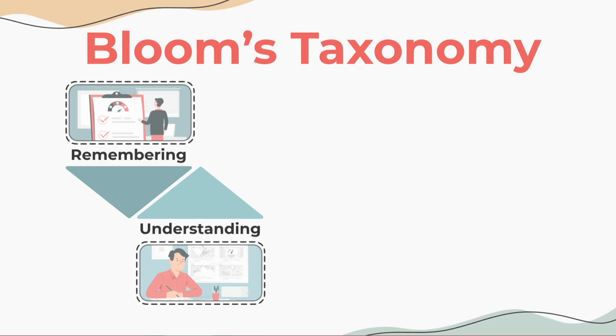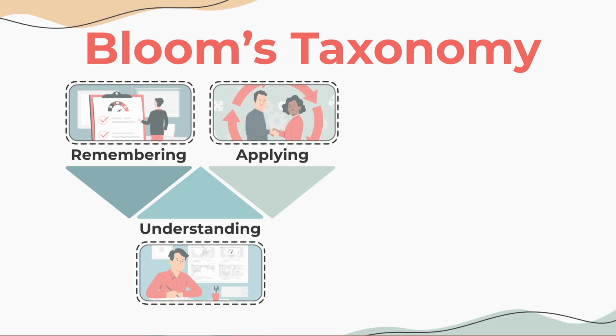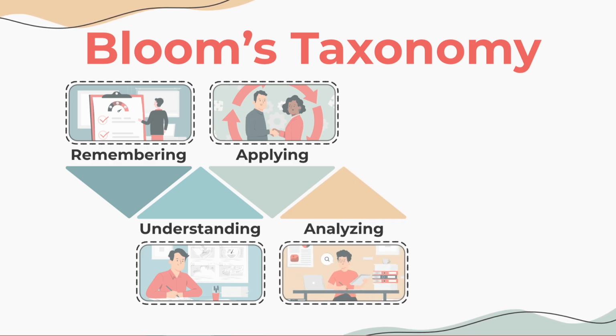At level 3, applying, things get real. Learners must start to use what they have learned. So instead of knowing the steps, they confidently handle a return in a real customer interaction. And this is where the hands-on practice is key. Level 4 is analyzing. This is where learners break things down and spot patterns. A more experienced rep might recognize common customer complaints and suggest ways to improve the process. They're not just following steps, they're thinking critically.